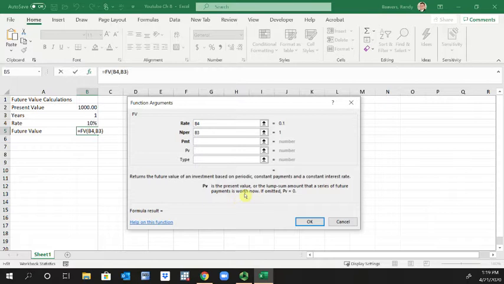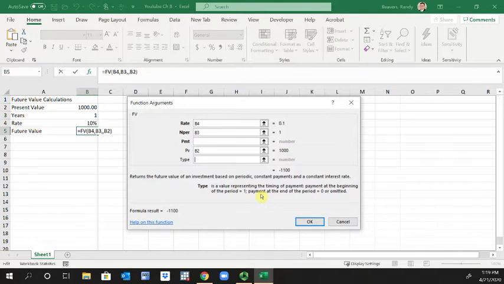And then present value is the 1,000 that we noted. This is the lump sum amount that a series of future payments is worth now. Also note that there is this optional argument for type. Type is a value representing the timing of payment. Payment at the beginning of the period is equal to 1. And Excel will assume, if you omit it, that it's just equal to 0, at the end of the period.